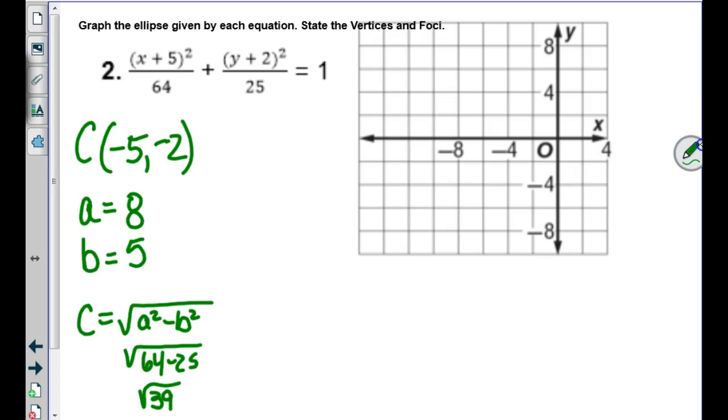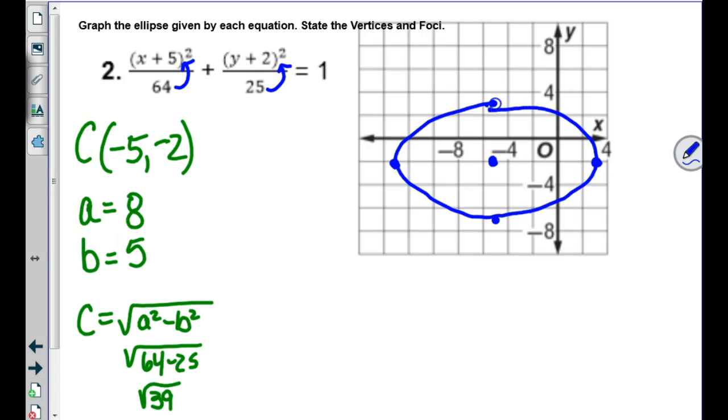All right. I want to just graph conceptually for a minute. If we go to -5, -2, they're counting by twos again. And then we go 8 in which direction, guys? Yeah, this was under the x. We have to go left and right. 2, 4, 6, 8. Remember, they're counting by twos. And then up and down, we're going under the y is this 5. 2, 4, 5.